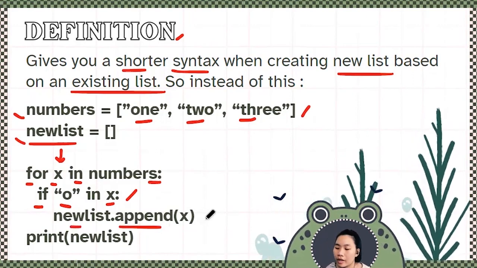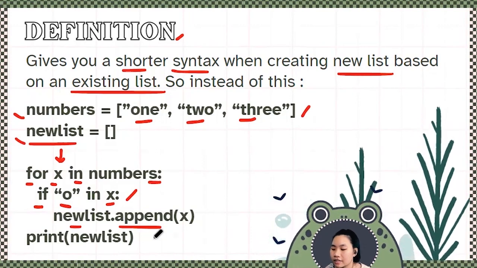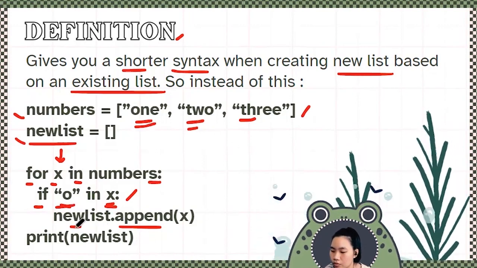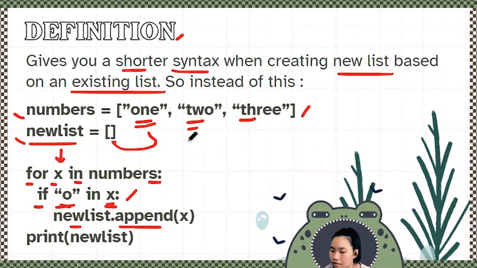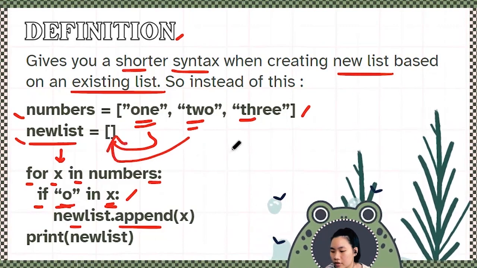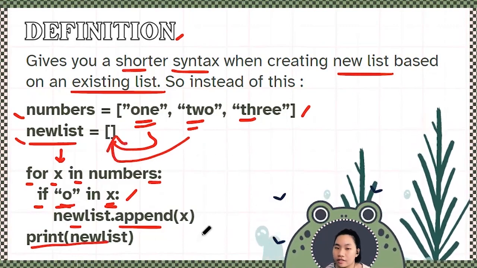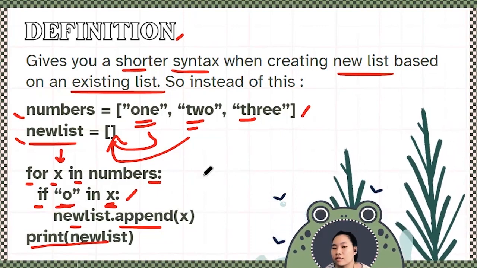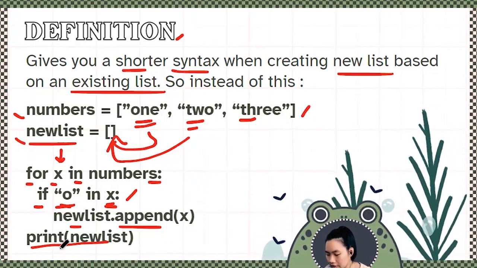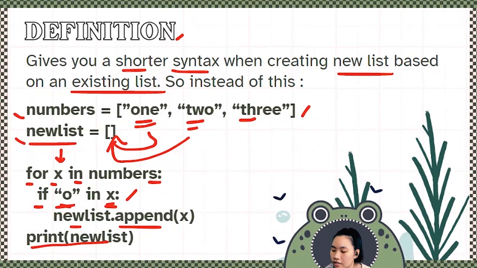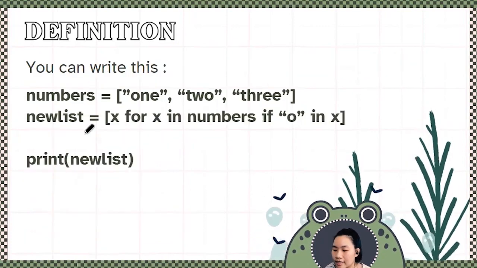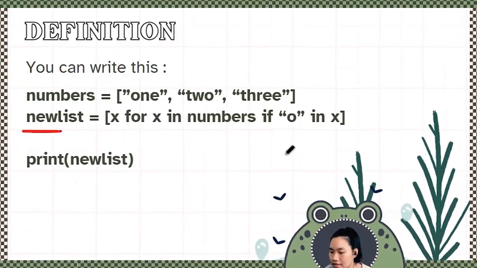Do you remember what append is? It's basically adding 1 and 2, simply add it to the new list, all right? And then print new list. As you can see, this is a rather long-winded way. You have to type a lot, so an alternative is using list comprehension that gives you a one-line syntax.